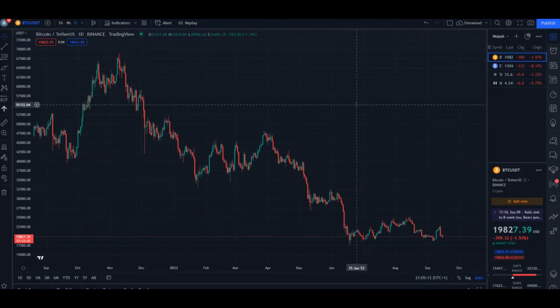In today's video I'm going to show you how to identify support and resistance when looking at these charts on TradingView. So I've got here the Bitcoin Tether USD chart on the daily, and generally when we look at support and resistance, you want to try and find levels that your candlesticks touch the most, I guess.